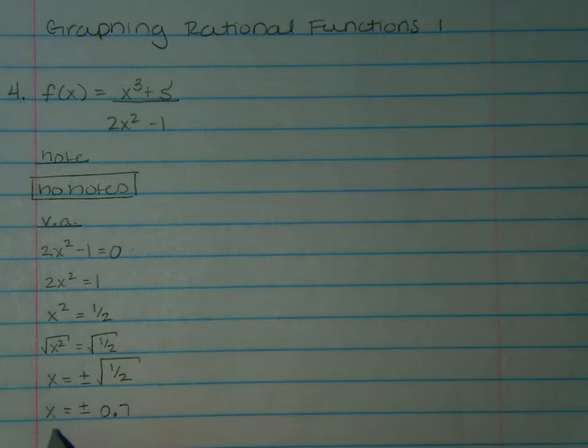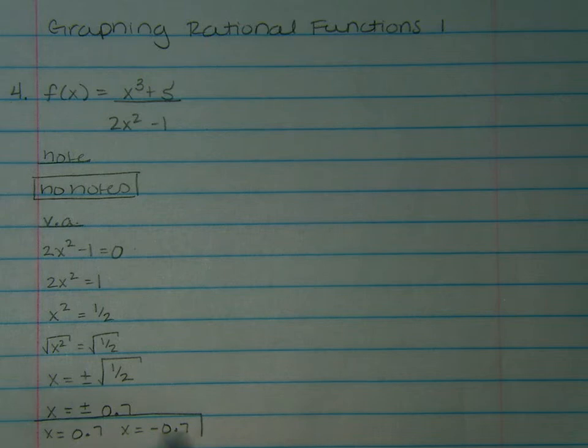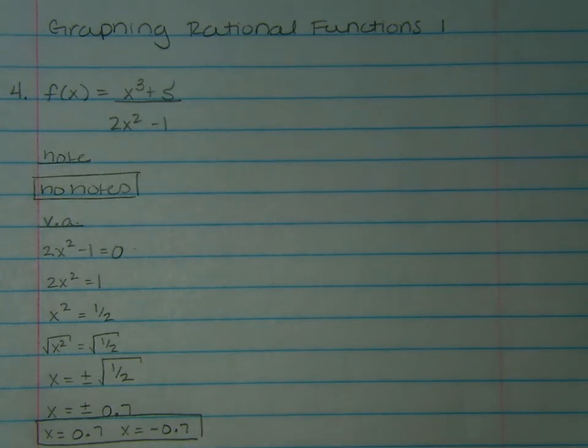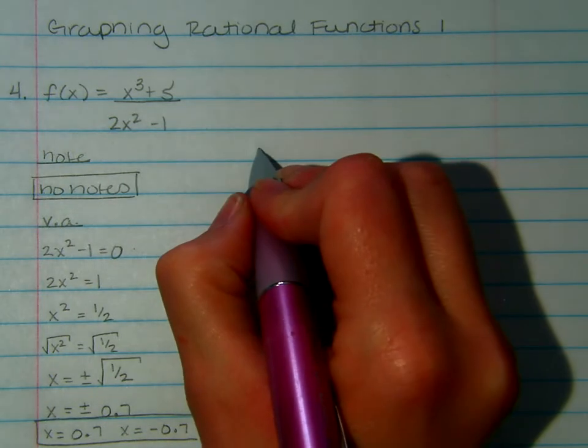Okay, and if you want to go as far as to say, okay, x equals 0.7 and x equals negative 0.7, that's probably better because how many vertical asymptotes do we have? We have 2. Okay, so separating them out might ensure that you don't forget to graph both of them. All right, that's our vertical asymptote. And then what we're going to do is we're going to find our horizontal asymptote.